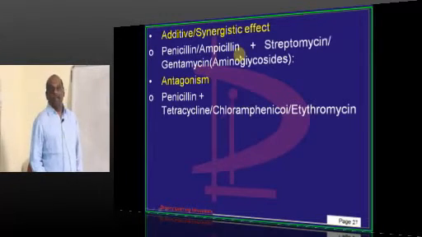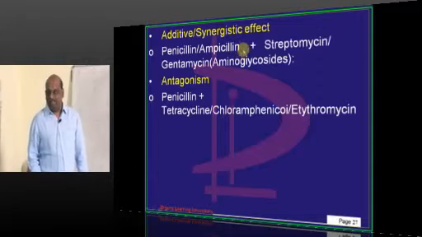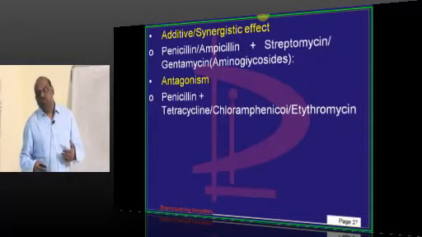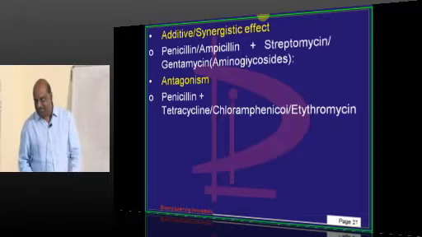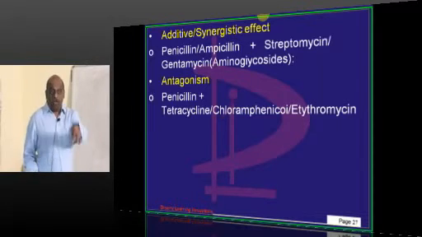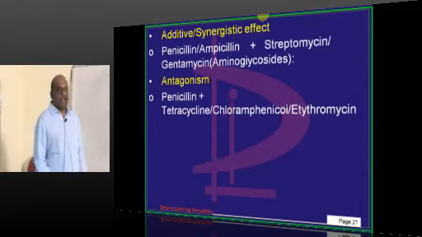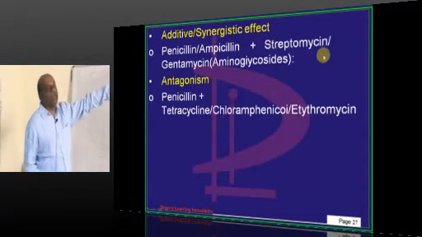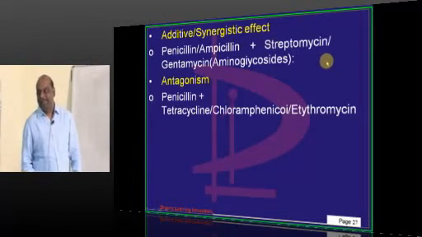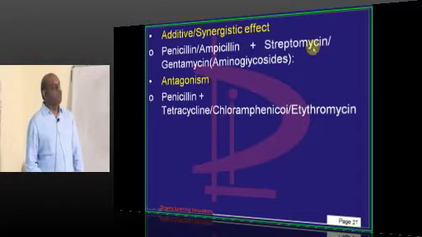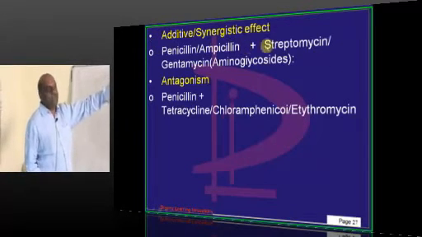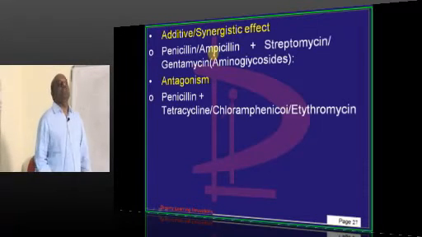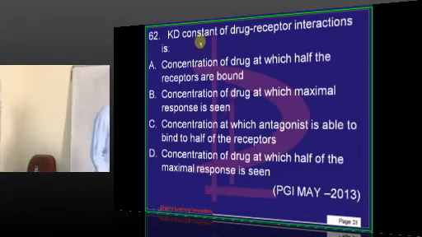Then what is synergistic? Enterococcal endocarditis is there, for example. Any endocarditis, what will you give? You will give a cell wall synthesis inhibitor like penicillin. If endocarditis is due to enterococci, giving penicillin alone will not work; along with it you also have to give an aminoglycoside. You have to give both together. So penicillin plus ampicillin plus streptomycin or gentamicin, like an aminoglycoside, is synergistic, is what you have to basically remember.